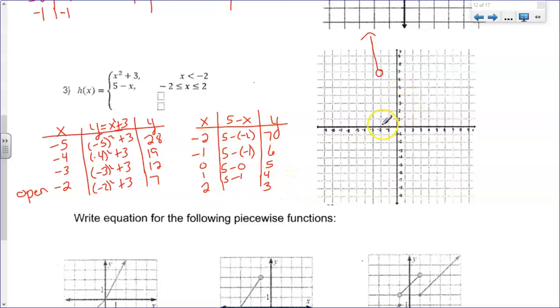Negative 2, 7. Negative 2, oh, but that's open. But we have to close it because remember, if you think of cards, a closed circle trumps an open. Negative 1, 6. 0, 5. 1, 4. And then 2, 3. I have to look over here. That's my last point, and so it's going to be closed too. And then we're going to connect those dots. This is a continuous graph. It doesn't have any spot that I'd have to pick up my pencil and jump over.